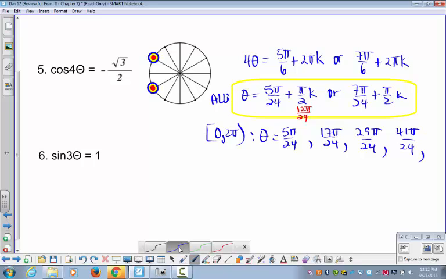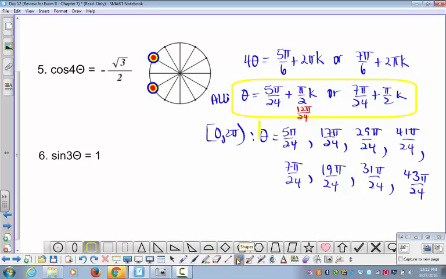Now we go to the next one. 7 pi over 24. And we start adding 12 to that. So then we're going to get 19 pi over 24. Add 12 to that. We get 31 pi over 24. Add 12 to that. We get 43 pi over 24. So those would be the answers that are between 0 and 2 pi.